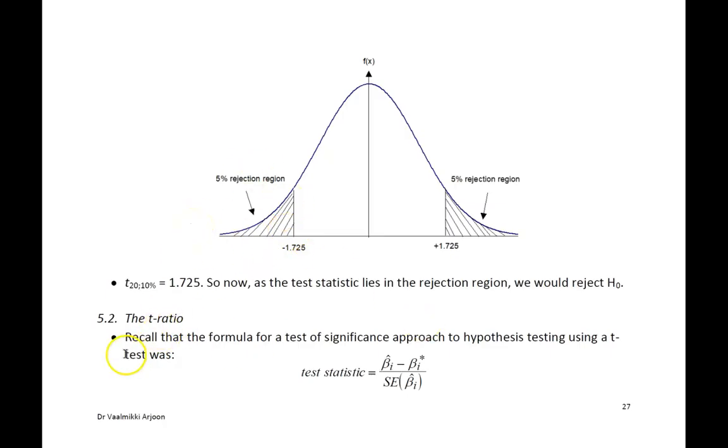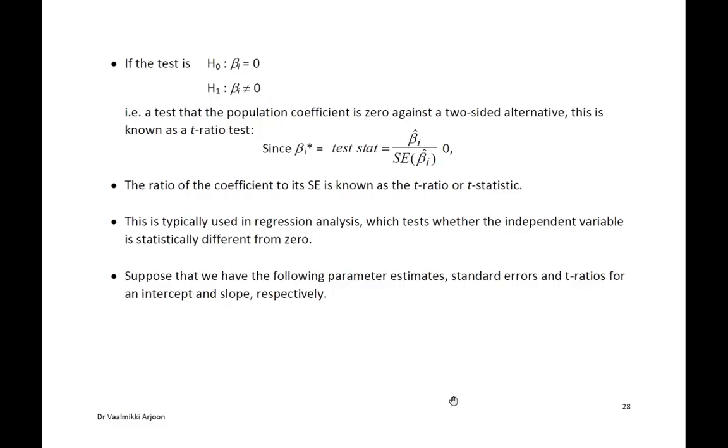So the t ratio, the formula for the test of significance approach to hypothesis testing using a t-test, is beta hat i minus beta star i divided by the standard error of beta hat i. If the test is that beta i is equal to 0 versus beta i is not equal to 0, the null says that beta i is not statistically significantly different from 0, versus beta i being statistically significant.